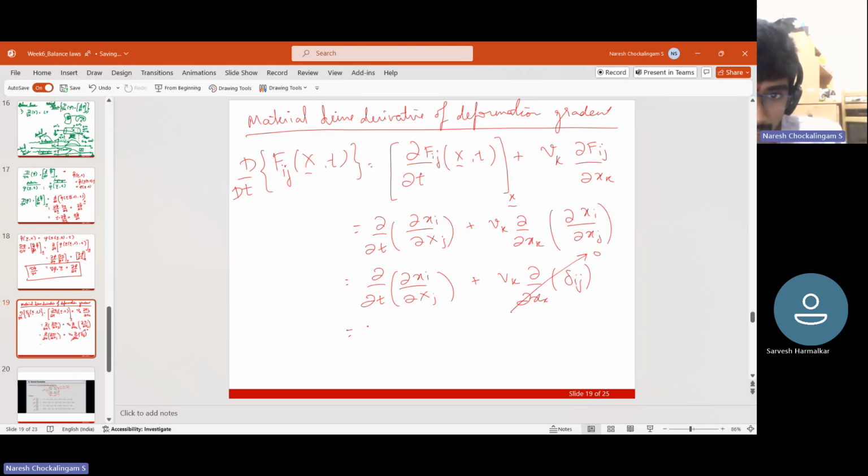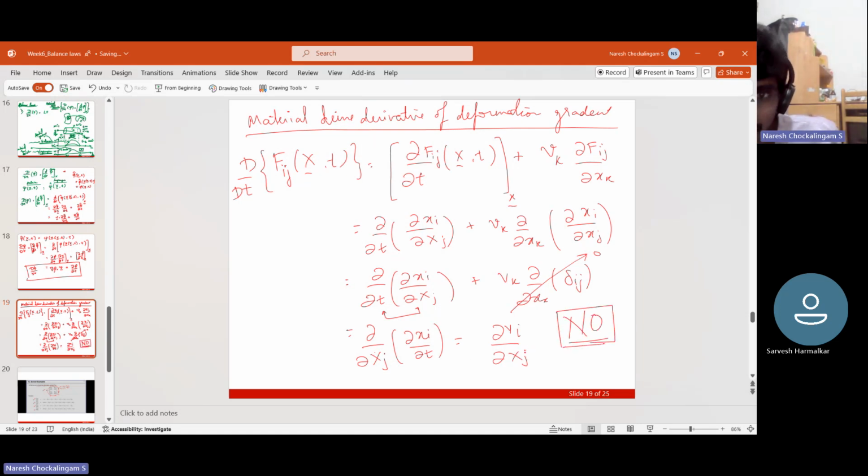What is the first term? You can interchange the mixed derivatives. You get dou by dou capital Xj of dou xi by dou t. But this is nothing but dou vi by dou capital Xj. Is this the velocity gradient? No, this is not the velocity gradient. Why? This is the material gradient. This is the derivative of the velocity field with respect to the material coordinate X. It is not the gradient of the velocity field.